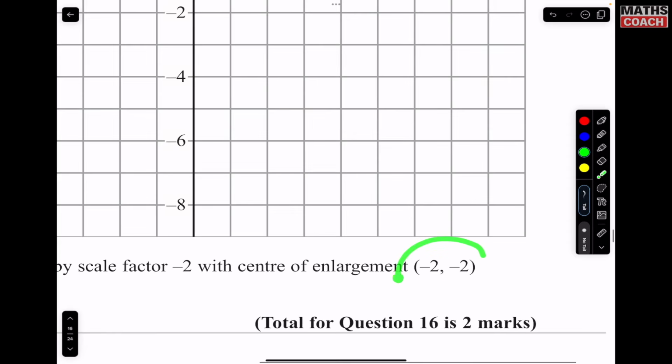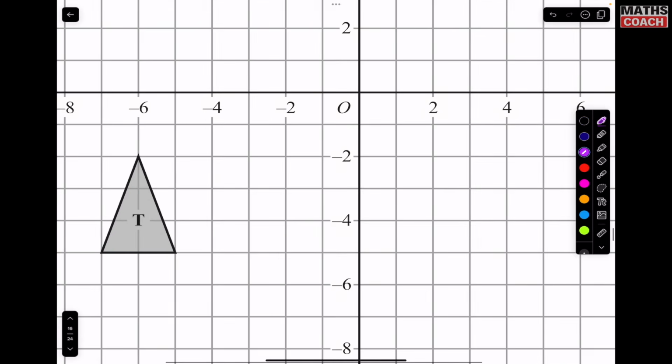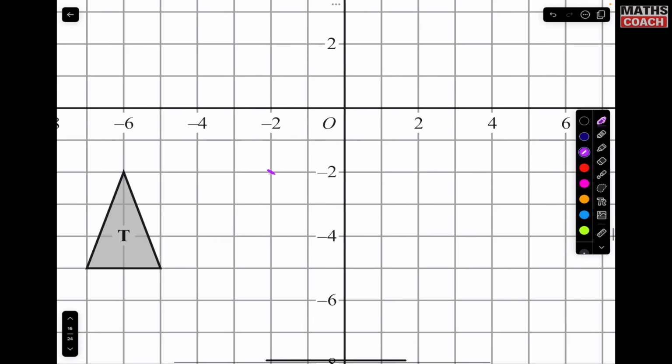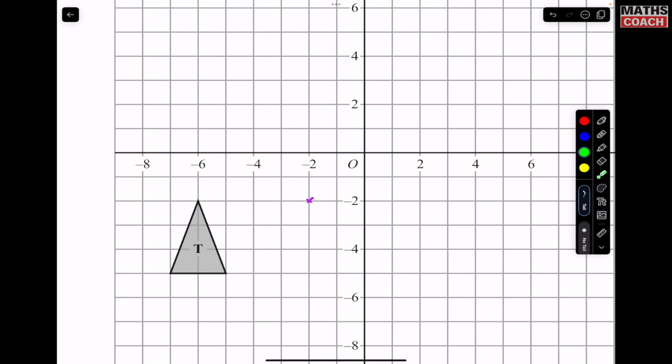Anyway, the center of enlargement is -2, -2. So let's go mark -2, -2. So this is where it's all being done from. Right, let's take a point. It's probably the easiest way. I'm going to take this point. This point currently is 1, 2, 3, 4 away. Okay, 4 away. There's no up and down.